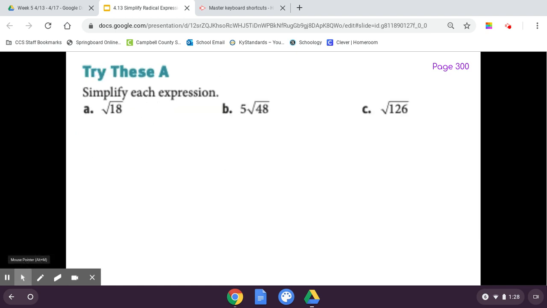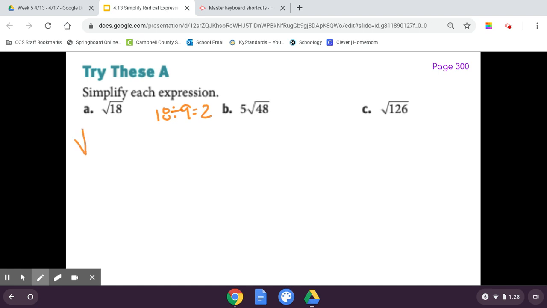All right, so let's do some of these, try these here. So you should be taking these notes in your notebook or in your Springboard book as I am doing them on here. So our very first one that we have here, square root of 18. So I know that one of my perfect roots is 9, and 18 is divisible by 9. So 18 divided by 9 equals 2.